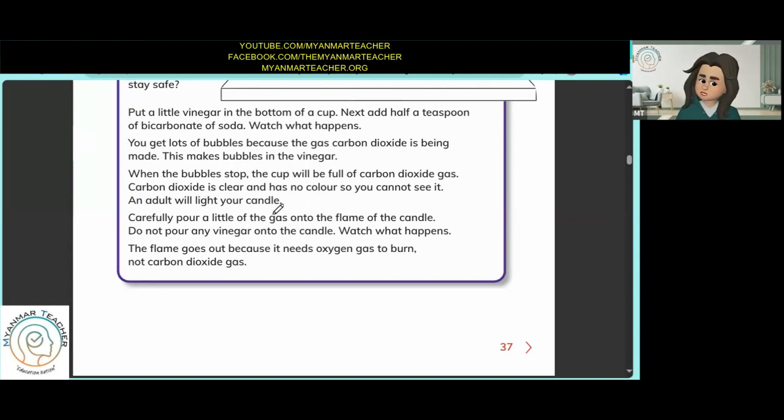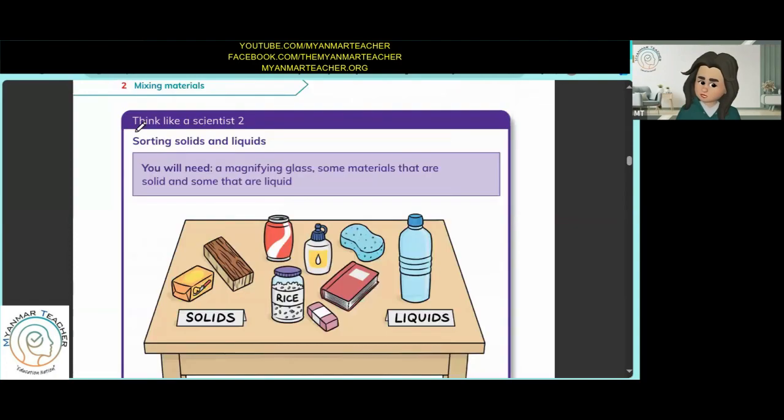Then carefully pour a little bit of the gas onto the flame of the candle. Do not pour any vinegar on the candle because it's flammable. What would happen? The flame goes out because it needs oxygen gas to burn, not carbon dioxide. And you'll be sorting solids and liquids.